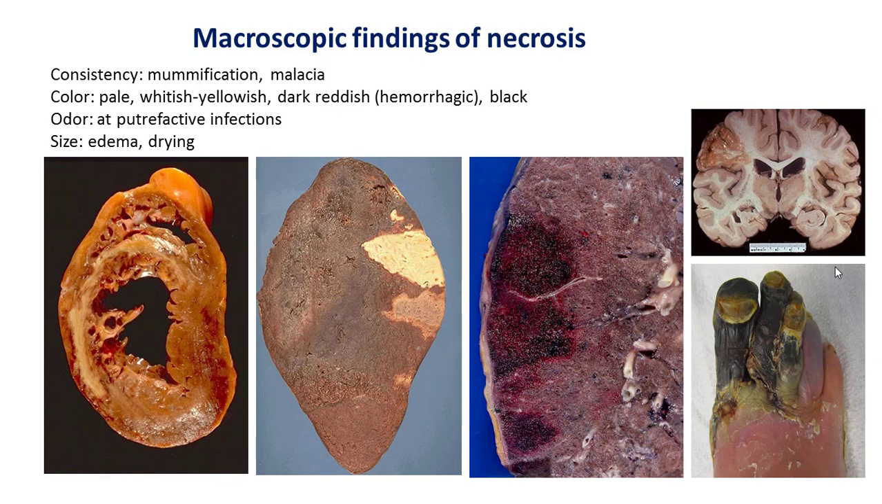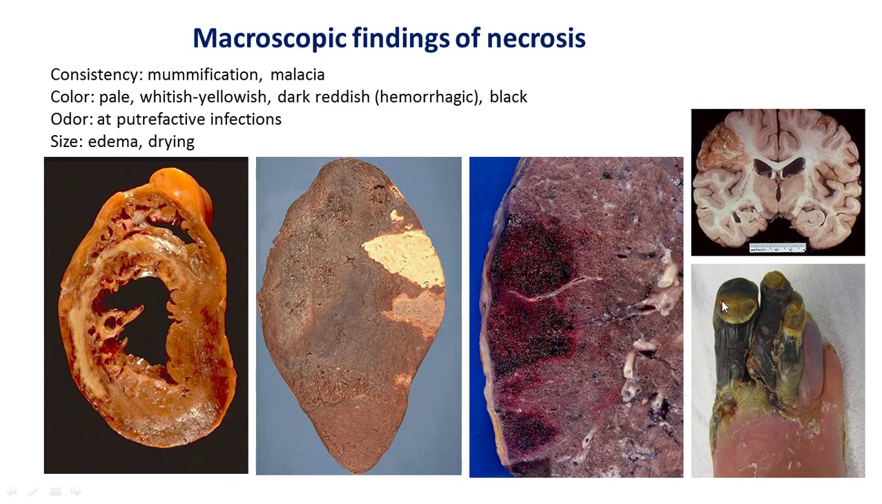Mummification is the macroscopic finding when the necrotic area becomes dry and dense. Sometimes the necrotized tissue becomes softened. We say softening of necrotic tissue. This is called malacia. In the majority of cases, the color of necrotized tissue becomes pale, whitish yellowish, as we can see on this slide. Sometimes when the necrotized area is filled with blood, the color of necrosis turns reddish. We also say hemorrhagic, as we can see on this pattern of lung infarction.